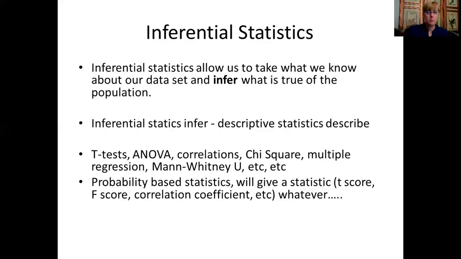Now, they're all probability-based, and we'll come back to what this means. But the good thing is while t-tests give us a t-score, analysis of variance gives us an F-score, a chi-square gives us a chi-square score, this little x. We get correlation coefficients. So all these tests will spit out a statistic, this number. But you don't have to really worry about that number.